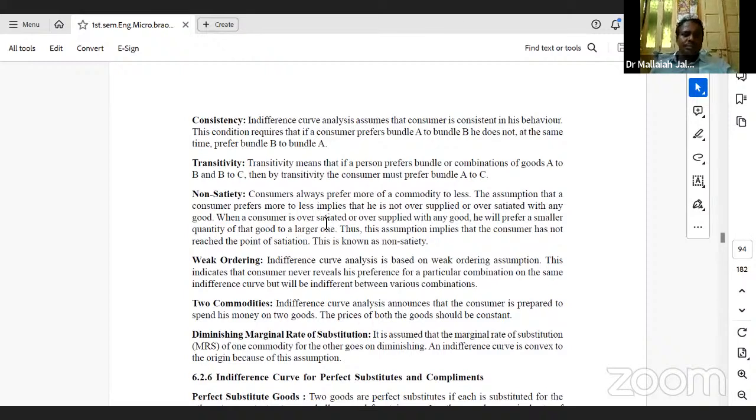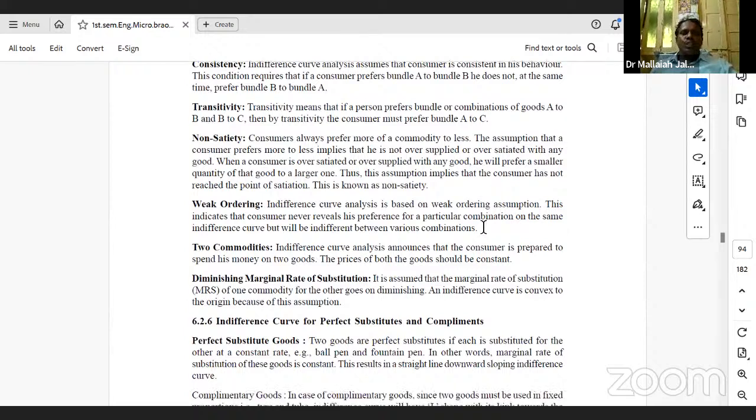Okay, and non-satiety, what does it mean? The consumer always prefers more commodity to less, more commodity to less. This assumption, that the consumer prefers more to less, what does it mean? If the consumer is preferring more commodity of X, he has to lose the Y commodity. Okay, and weak ordering. Another one is two commodities.